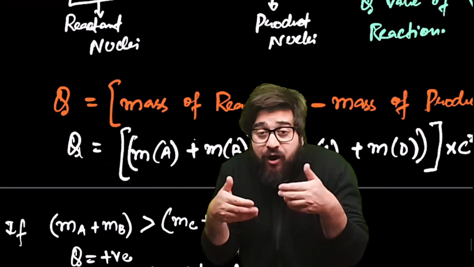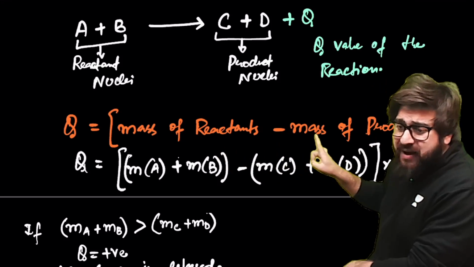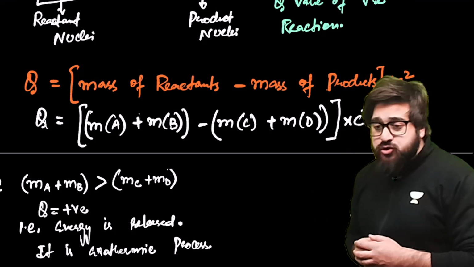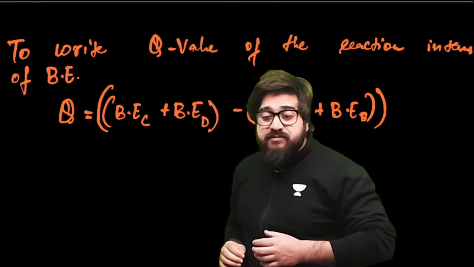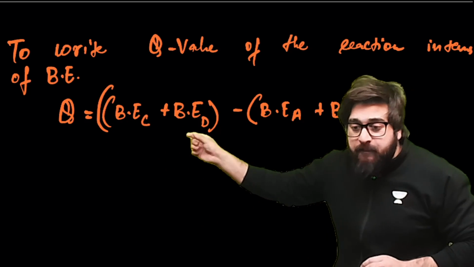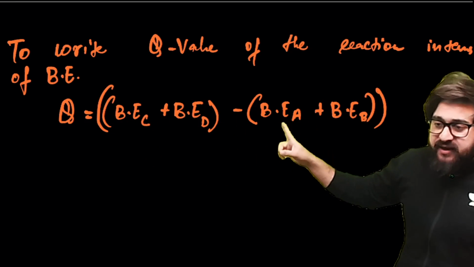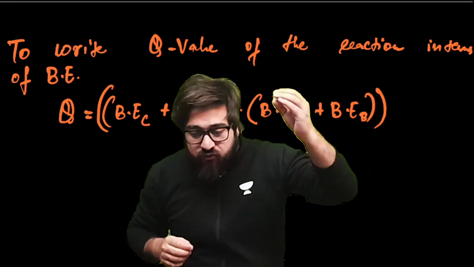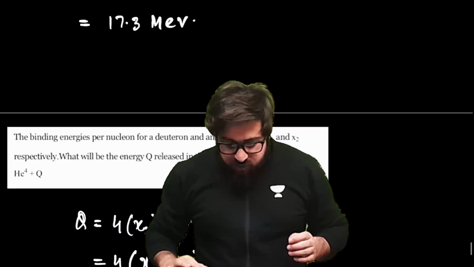And if somebody asks you how to find the Q value of the reaction, you say, sir, mass of the reactants minus mass of the products, multiplied with c square. These are reactants, these are products. And one more important thing is you can find the Q value of the reaction in terms of binding energy also. How? It is the binding energy of products, binding energy of C plus binding energy of D, minus binding energy of reactants, binding energy of A plus binding energy of B. So keep this in your mind. In a reaction, if you have to find the Q value, you can find it with the help of this equation.